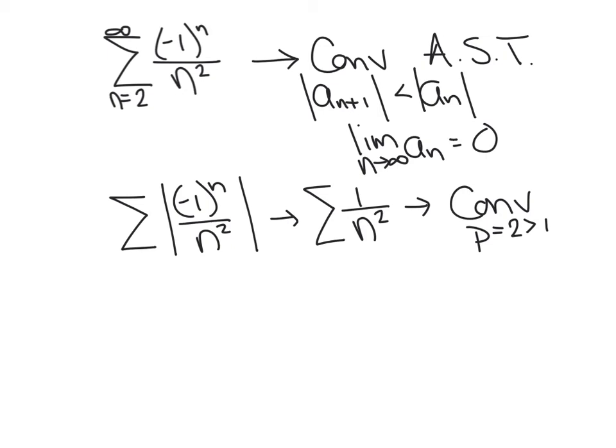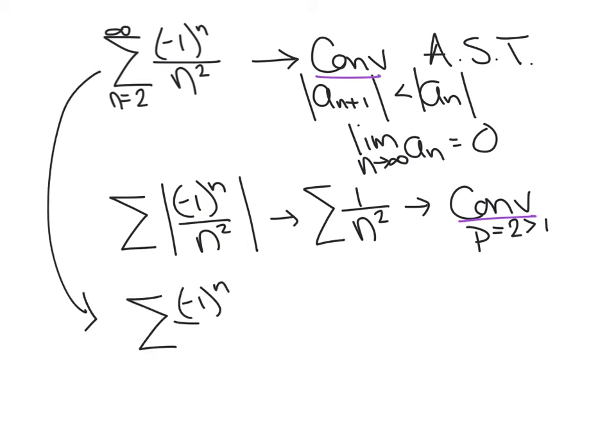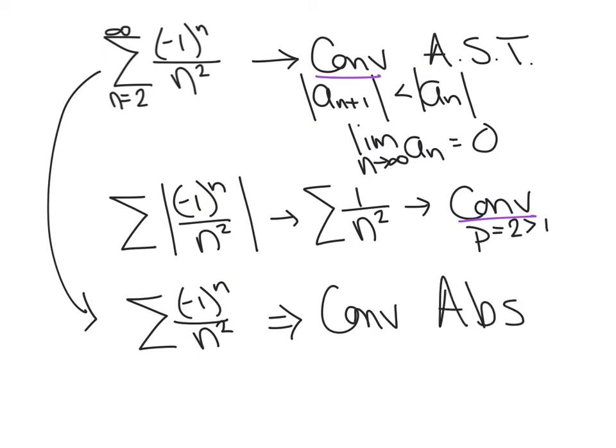And so because they were both convergent, we would now say that the original series converges absolutely. So basically, if you get two converging series, we'd say that the original one converges absolutely.